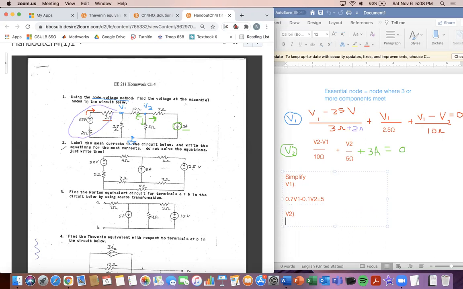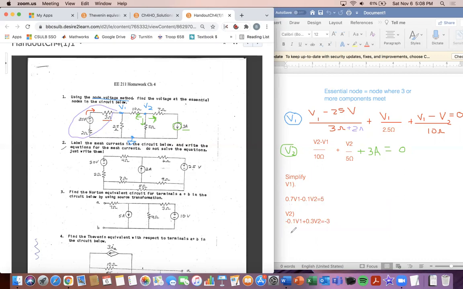And so then once we got that value here, now we need to simplify the second equation. So for the V1s, we have negative 1/10. And so I'm going to put negative 0.1 V1. And then for the V2s, we got 1/10 plus 1/5. When I do that, 1/10 plus 1/5, I get 0.3 V2. And then I'm going to set that equal to, and move that 3 amps over to the other side, negative 3.